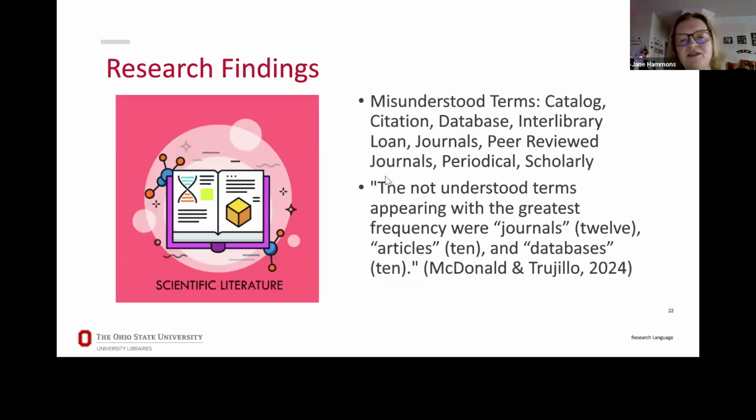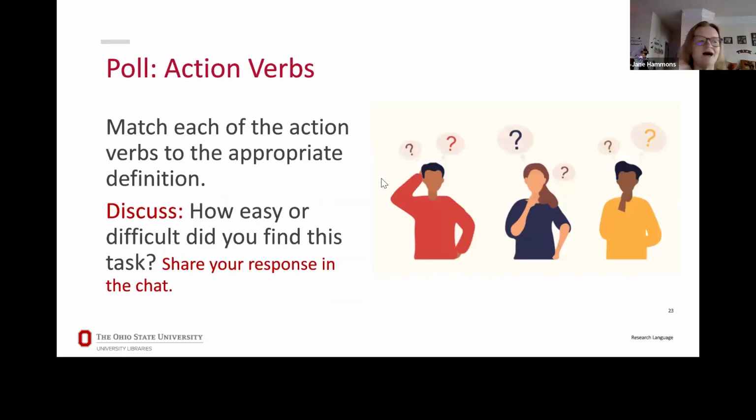And then there was an additional article that was published just recently. This was really looking at website usability, but the terms were along the same lines of the terms that students, or users in general, really had trouble with: catalog, citation, interlibrary loan, peer reviews, periodical, scholarly. And the ones that they most seemed to have trouble with were journals, articles, and databases. So those are some great examples of the challenges and the types of terms that students might find really challenging.